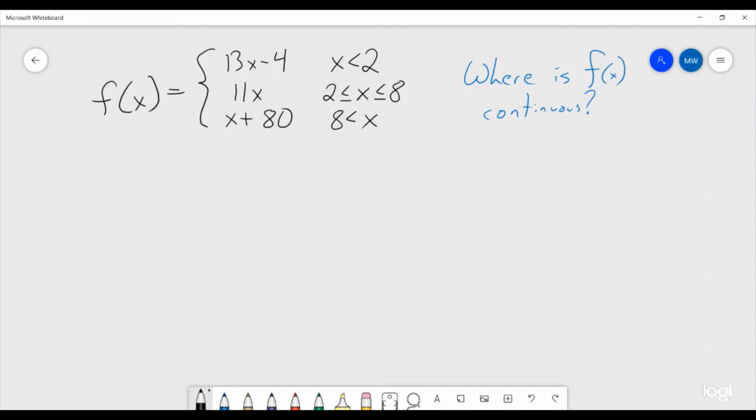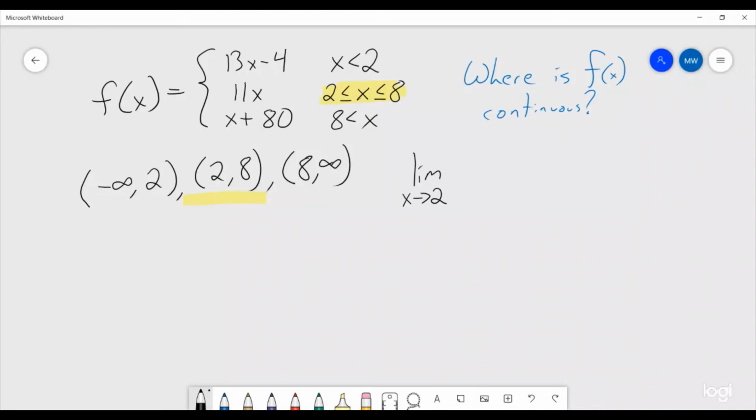So we know it's continuous from negative infinity to 2, from 2 to 8, and from 8 to infinity. Notice that even though the bounds on this are inclusive, our interval is the open interval. It does not include the endpoints because it's only continuous if the limit is equal to the value of the function from both sides. So we need to check the limit as x goes to 2 and the limit as x goes to 8. We need to check both of those limits.